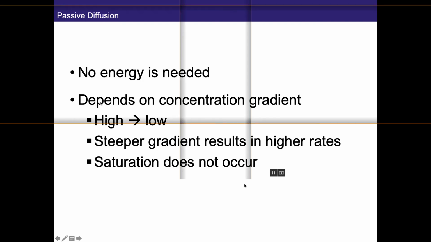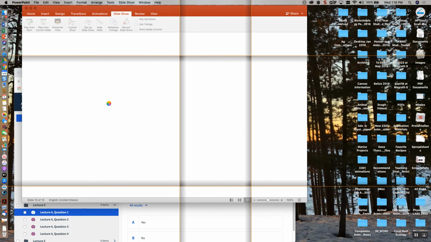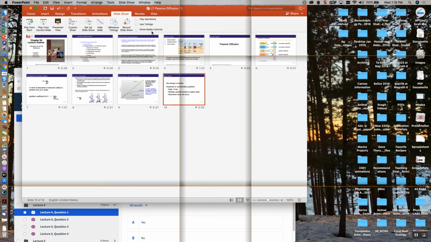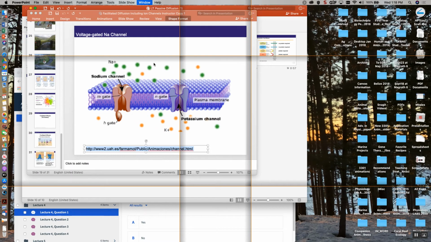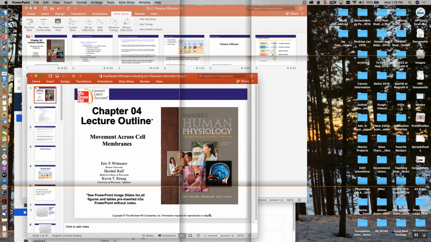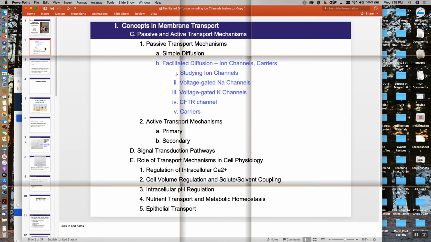All right, so let's go to facilitated diffusion. Facilitated diffusion, one of my favorites here, because I really, really enjoy ion channels. They're awesome. Okay. So again, here's our roadmap. We just talked about simple diffusion. Now we're at facilitated diffusion. We're going to talk about ion channels, voltage-gated sodium and potassium channels. I'll mention CFTR as well, and permeases or carriers. Right? On Friday, we'll get to active transport.